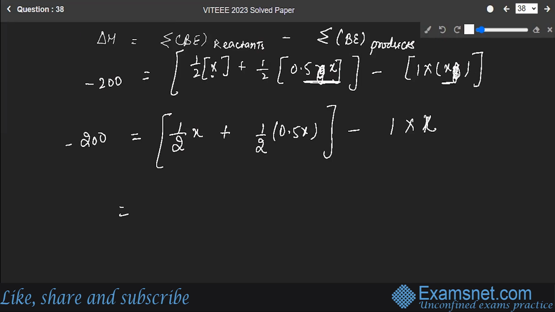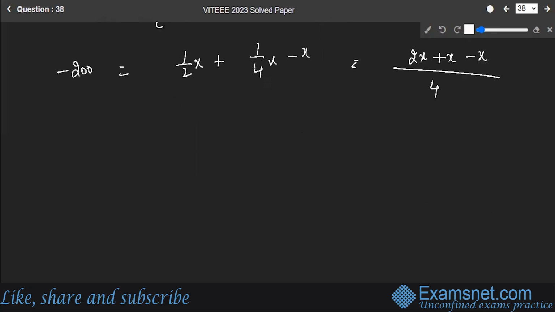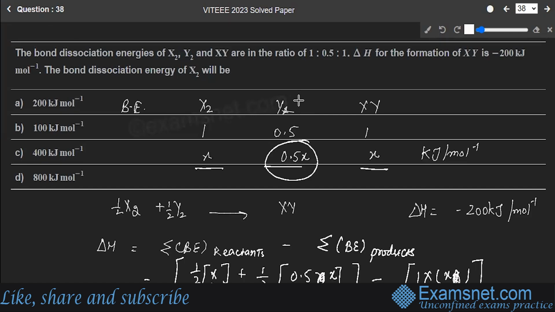So this is equal to, on solving, 1 by 2X plus 1 by 4X minus X. Let's take the LCM. You have 2X plus X minus 4X, which is equal to minus 200, so you will have minus X over 4 on the left. Minus 800 is equal to minus X, or X is equal to 800 kilojoules per mole. So the right answer to the question is option D. Hope you understood this. Let's move to the next question.